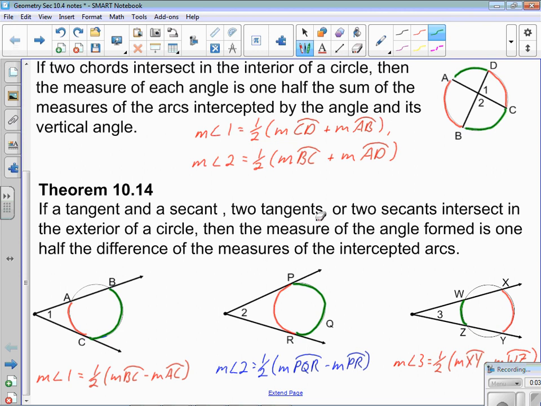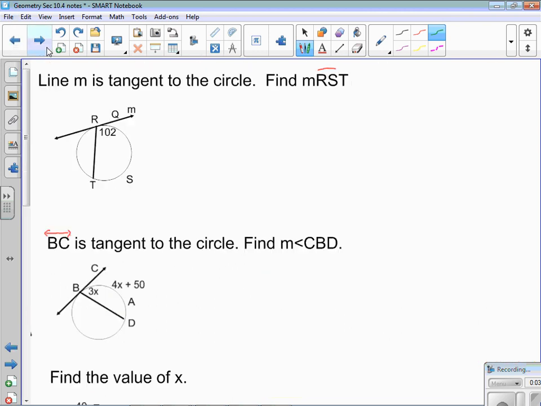So now let's look at the examples. Line M is tangent to the circle. Find the measure of arc RST. So we're trying to find the measure of arc RST, which is that arc right there, or is the arc that goes with the 102-degree angle.